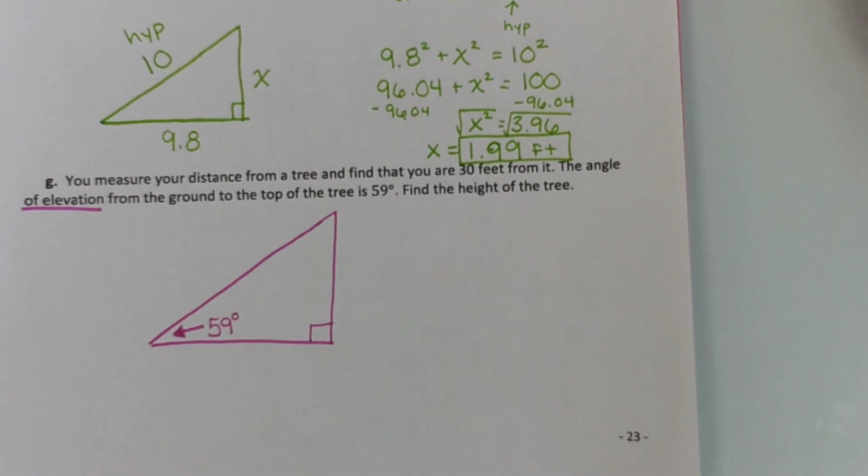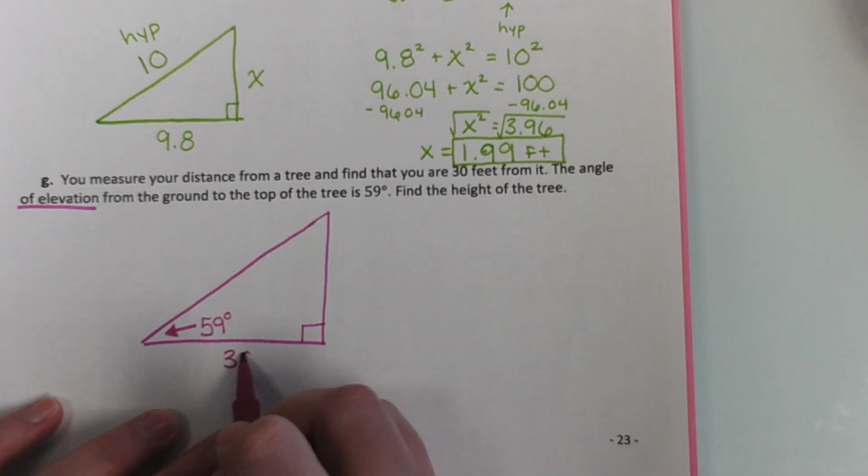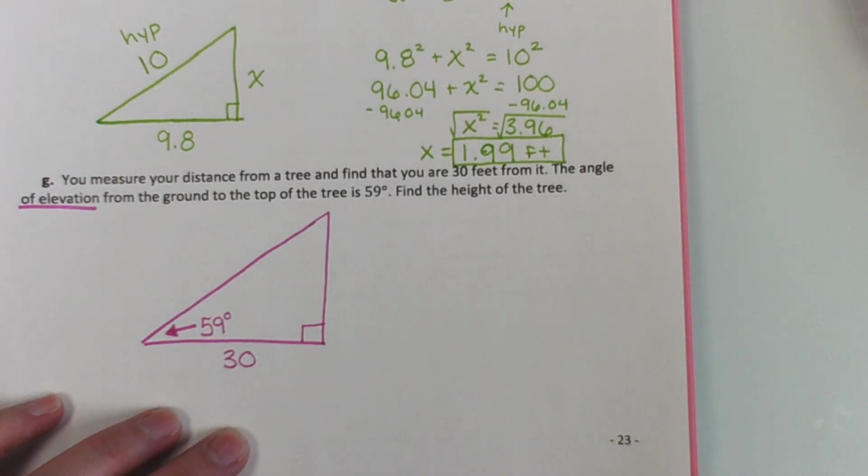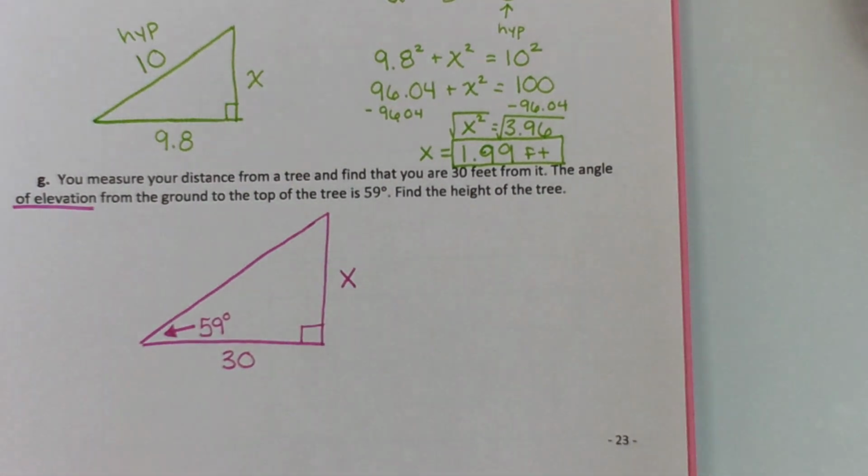Find the height of the tree. You're standing 30 feet from the tree. Do you measure that vertically, horizontally, or at an angle? Horizontally. Your distance from something you measure horizontally. The height of the tree? At an angle or vertically? Vertically. We generally assume, unless you are told something is the Leaning Tower of Pisa, that when we talk about things standing, they're standing vertically. Trees stand vertically. Buildings stand vertically. People stand vertically.